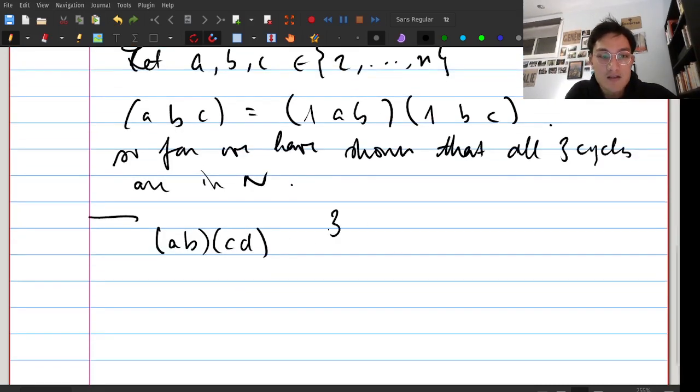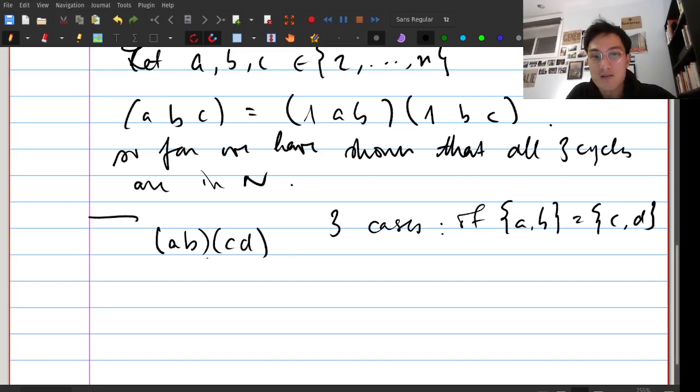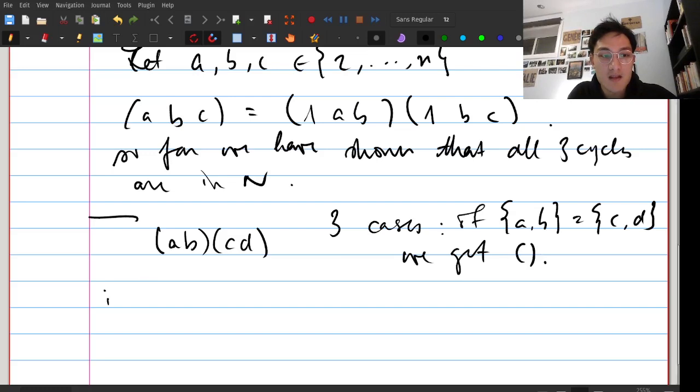So there's 3 cases. If (a b) is equal to (c d), then these are the same and they cancel each other out. So then we get the identity, which is obviously in A_n. Which is obviously a product of 3 cycles. It's the empty product of 3 cycles.